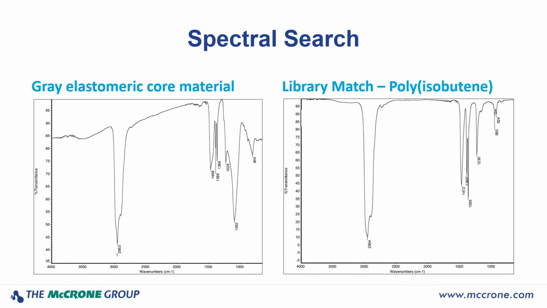Automated database searches will provide a list of possibilities. The highest ranked match shares the most features in common with the questioned spectrum. It may not have every feature present. If we did a quick library search of the gray elastomeric core material, we might find our best match is polyisobutene. Bands due to polyisobutene are all present in the spectrum of our unknown, but we also have additional peaks that need to be identified.